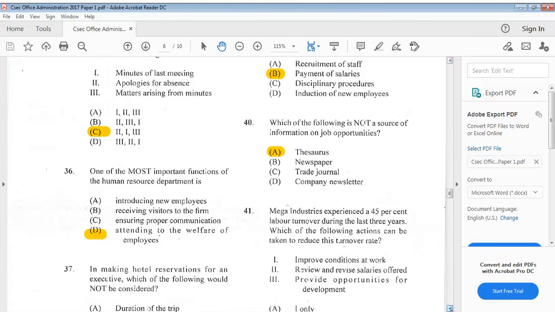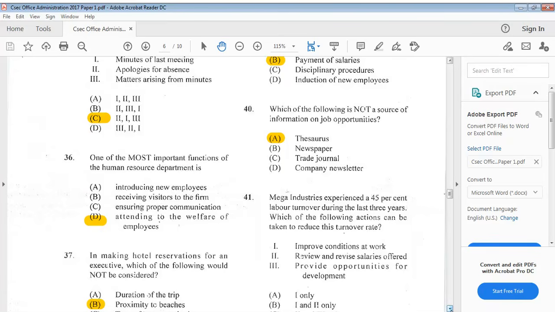Let's move on to 40. Which of the following is not a source of information on job opportunities? A. Thesaurus. B. Newspaper. C. Trade journal. Or D. Company newsletter. Our answer would be A. That's not a source of information on job opportunities. A thesaurus, it's like a dictionary. So that could not be a source of information on job opportunities.